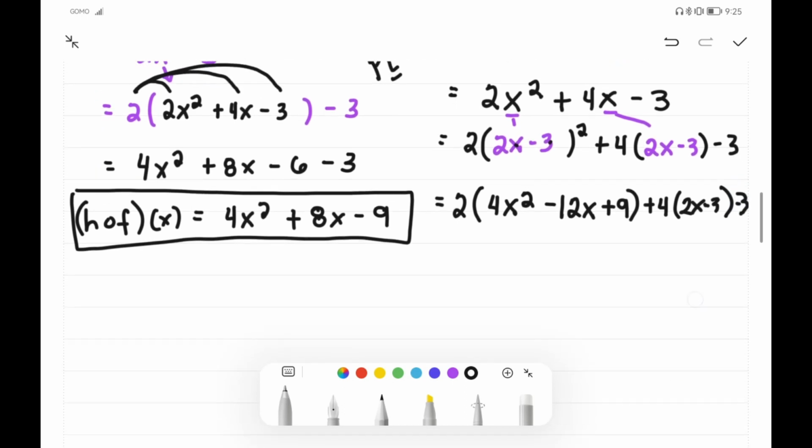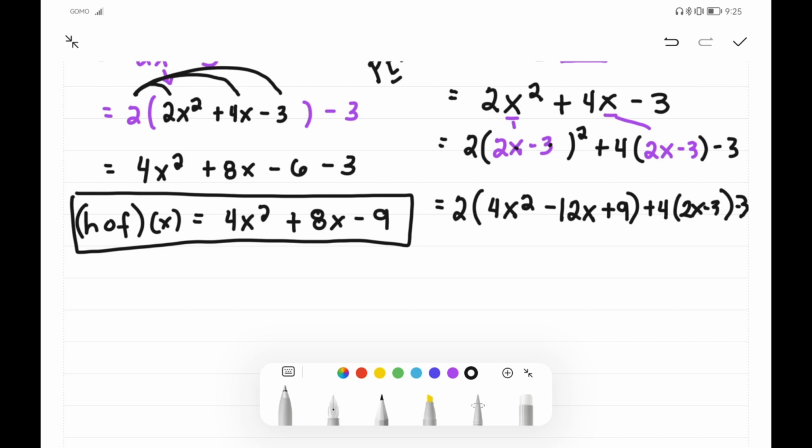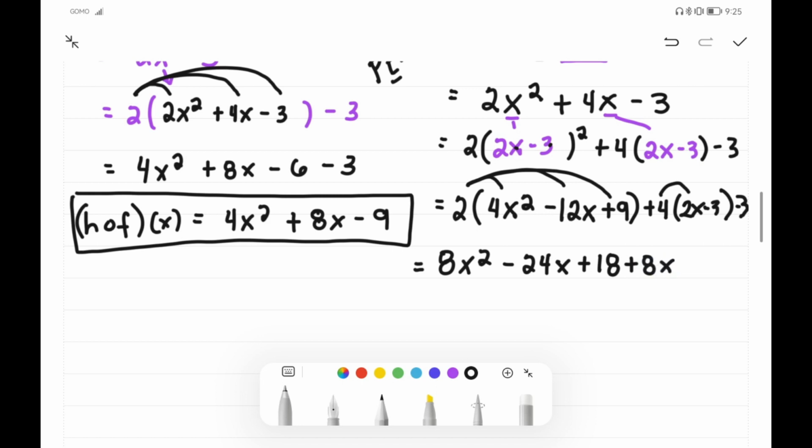So in this case, we are going to use yung distributive property. So distributive property, distribute natin ito. Si 2 times 4x squared, so this is equal siya sa 8x squared. Si 2 times 12x, so this is equal siya sa negative 24x. Then 2 times 9, so this is equal siya sa positive 18. Then of course 4 times 2x is equal siya sa 8x. 4 times negative 3, negative 12. Then bring down natin yung negative 3 natin.